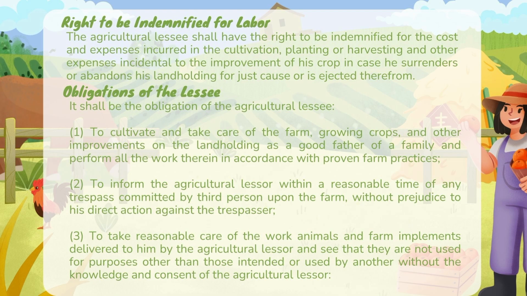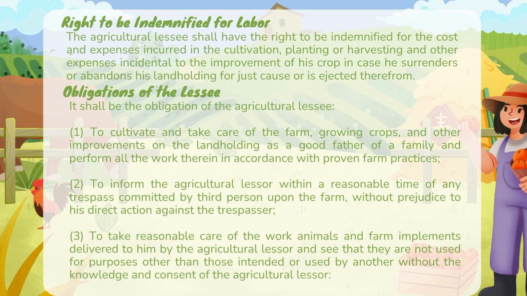Number 2 is to inform the agricultural lessor within a reasonable time of any trespass committed by third persons upon the farm, without prejudice to his direct actions against the trespasser. It means the farmer must inform the landowner promptly if someone trespasses on the farm. This doesn't prevent the farmer from taking direct action against the trespasser.